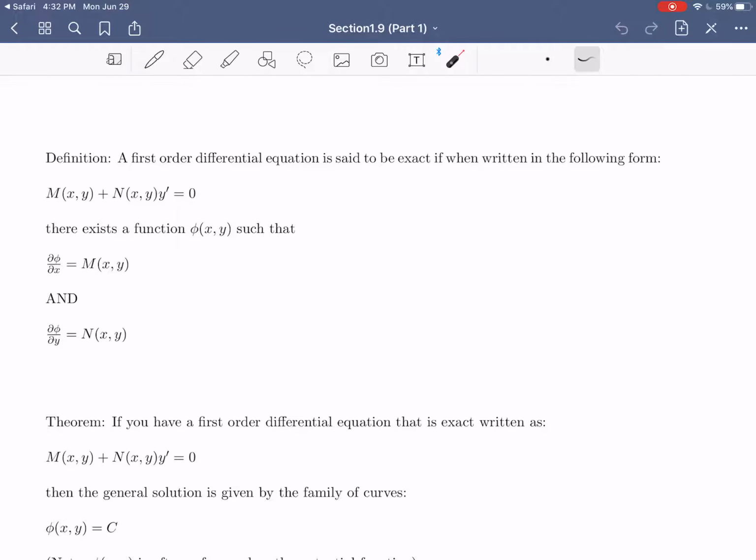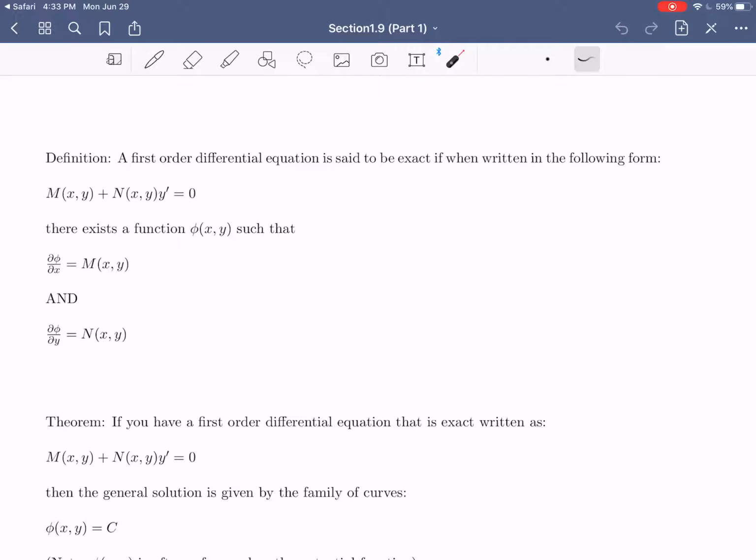In this video, we're going to focus on one more class of first-order differential equations, which are called exact differential equations. In this first video, we're going to take a look at what it means to be an exact differential equation, a technique for solving differential equations that are exact, and a technique for identifying which types of differential equations are exact.